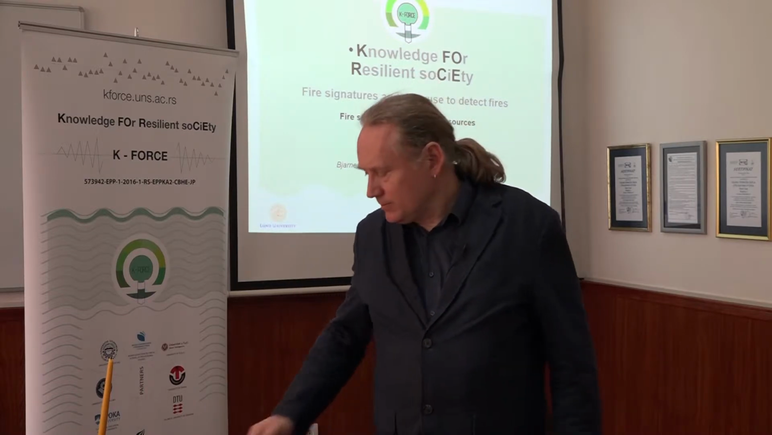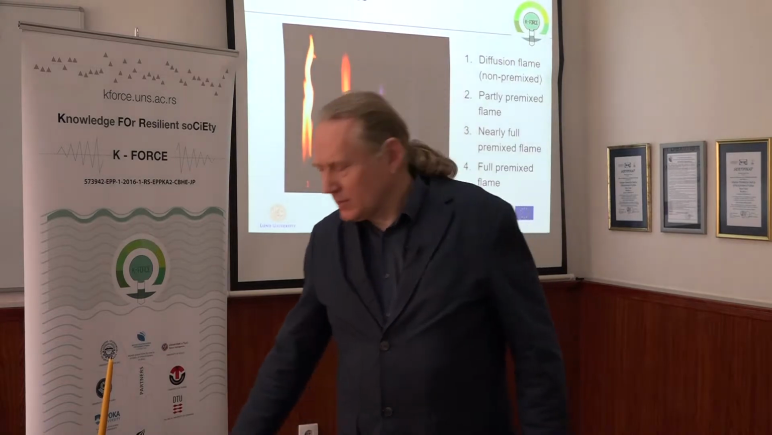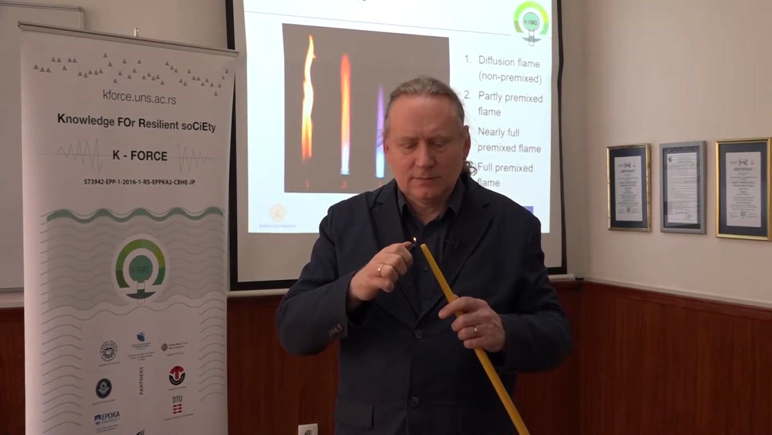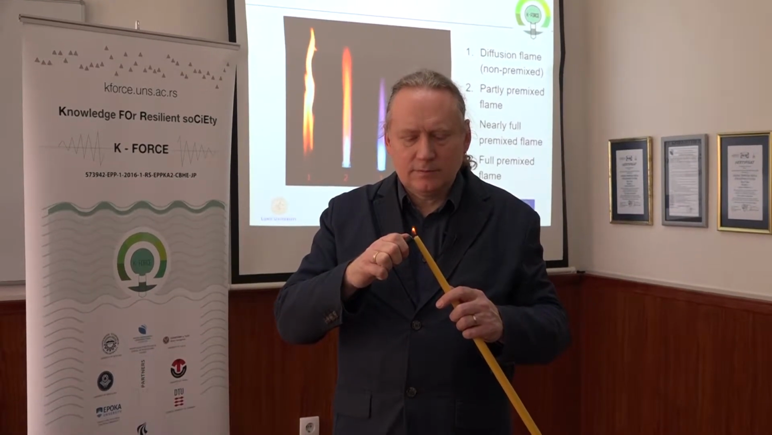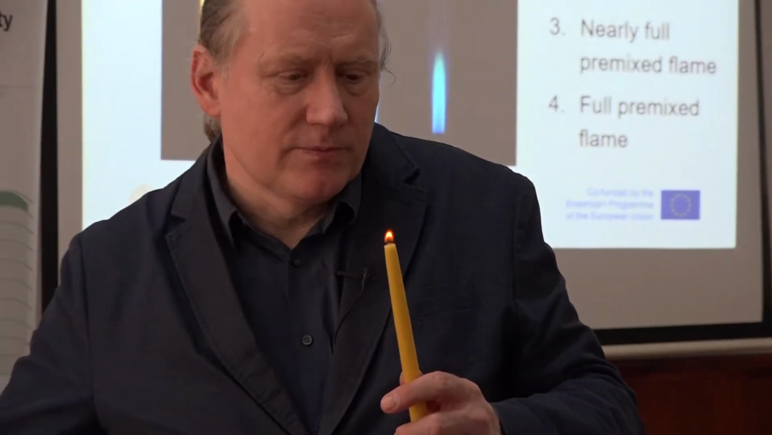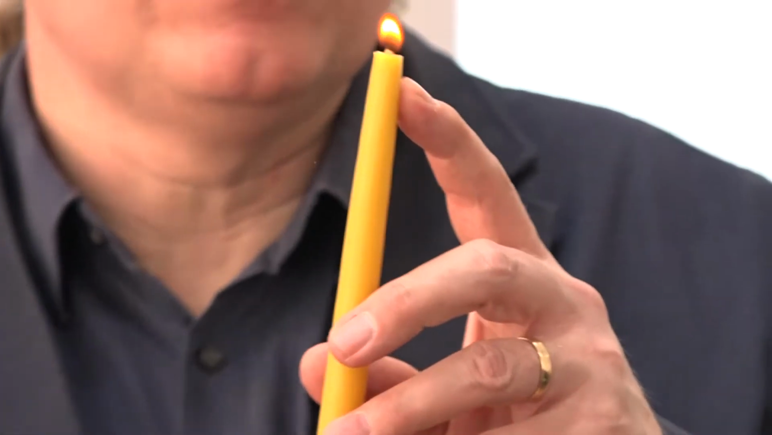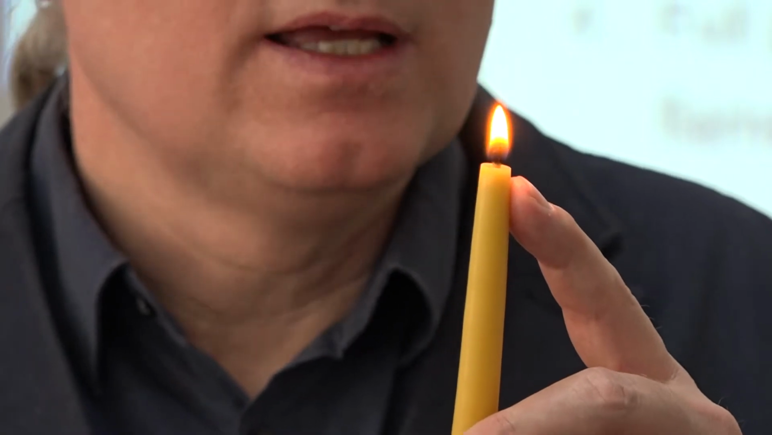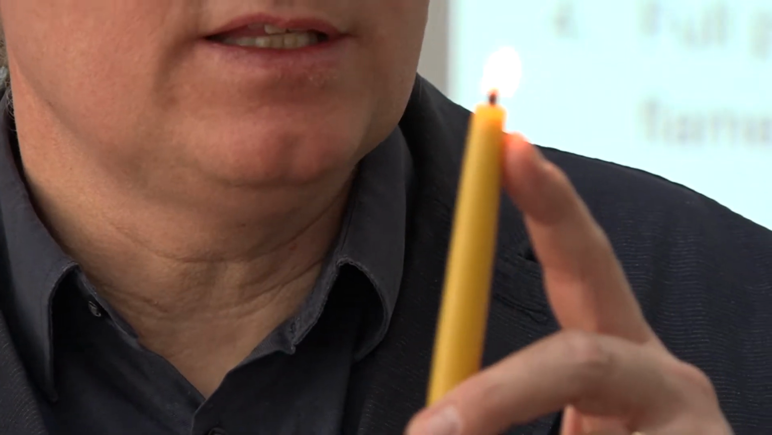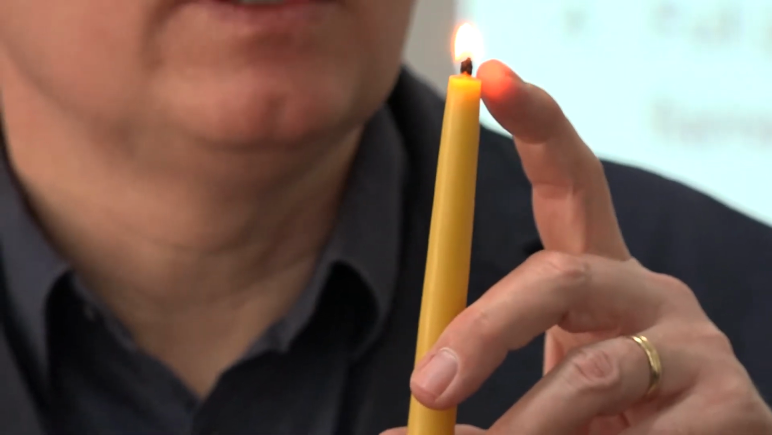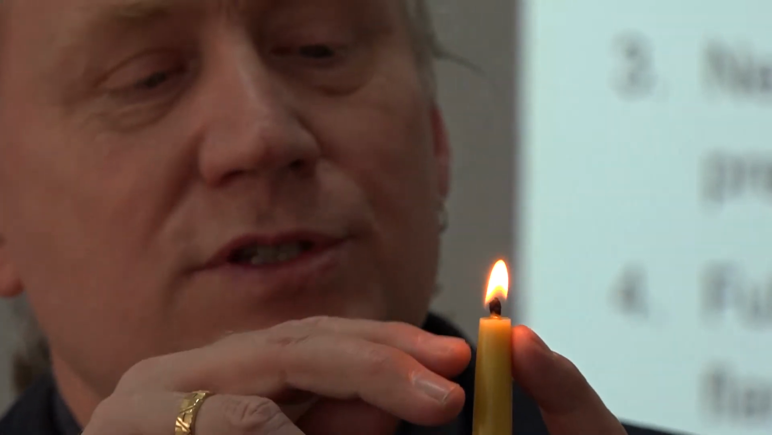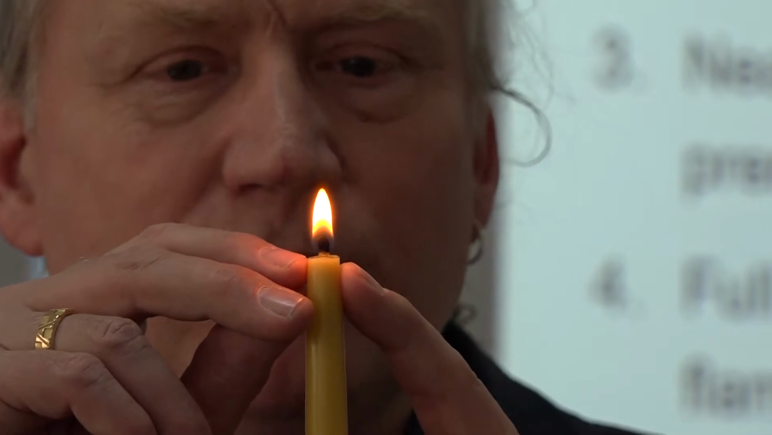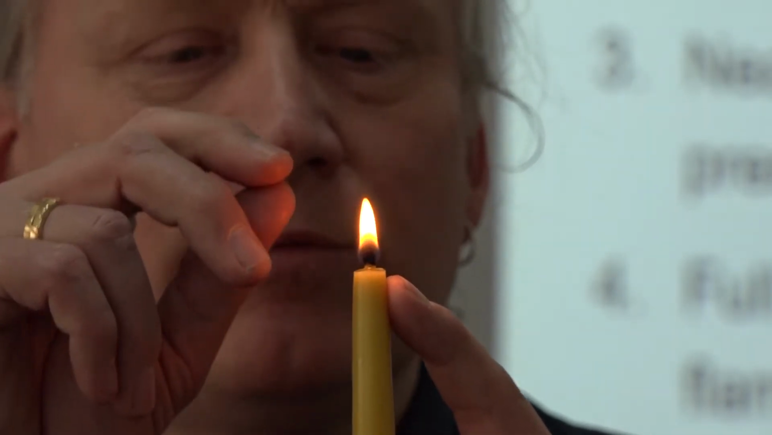And for this purpose, I have a small candle. So I'm now going to light this candle, and you see here the candle, you see the flame, and you have the wick, and you see the different colors in the flame. It's blue at the bottom, and it's more yellow at the top.